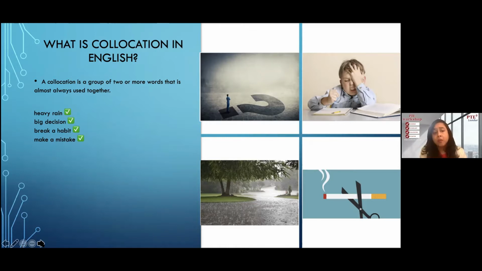So in all these phrases, you can see there are two or three words coming together and forming a very specific meaning in English. Now, if you talk with a native speaker, you will never hear them saying huge rain instead of heavy rain, or large decision instead of a big decision. They are never going to say finish our habit or ending a habit. They will always say break a habit. They will never say do a mistake. They will say make a mistake all the time.